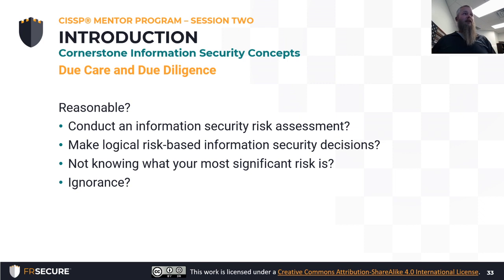So make logical, risk-based information security decisions. Does that seem reasonable? Because this is what will happen. I've seen it happen enough times that when there's a breach, when something bad happens, and we know this is about risk management, not risk elimination, so something bad will happen. That's just the way it works. When that bad thing happens, how defensible am I? Because these are the types of questions you'll potentially get asked, probably from opposing counsel, assuming this becomes some kind of civil litigation.